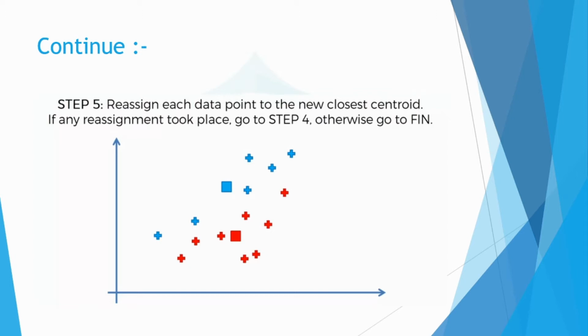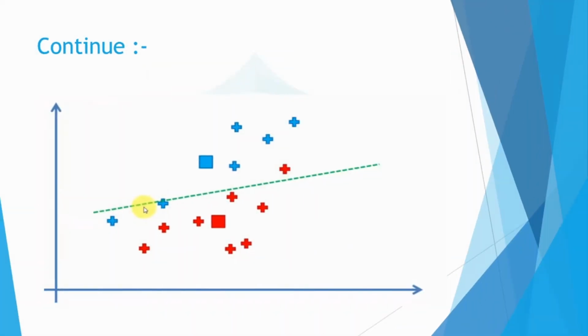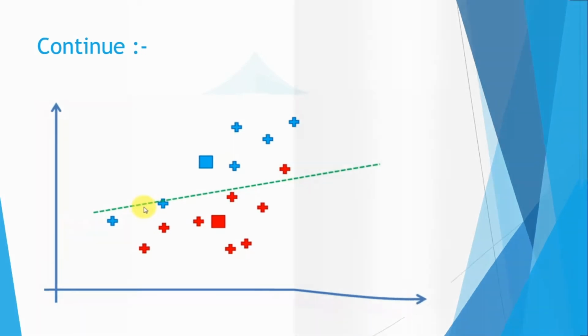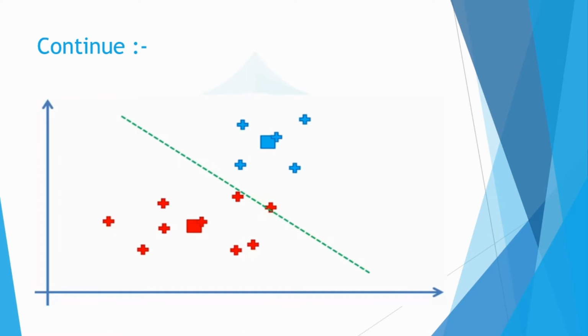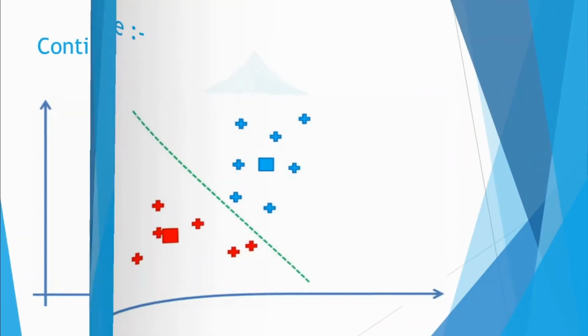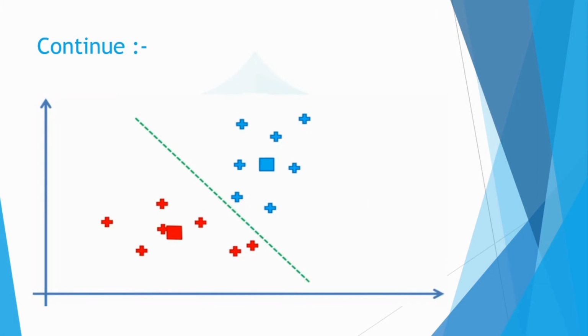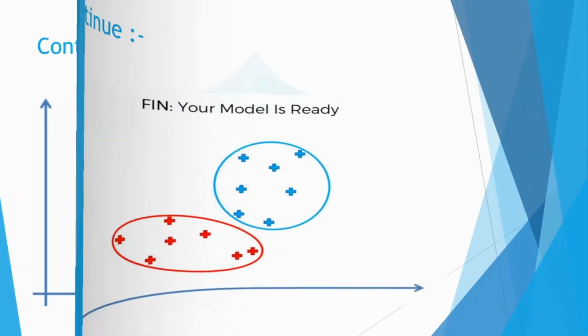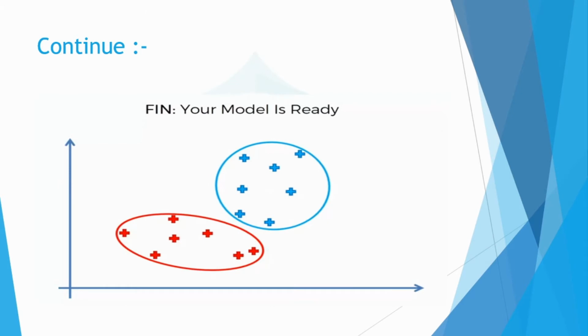Now after this we have to again reassign our points. We apply the same method, which is the perpendicular line. This method will continue till we get the exact position of our centroid. So we are continuing this step. Now we get the exact position of our centroid, so we will finish our model. So this is our final model with two clusters. This is all about the k-means algorithm and its mechanism.